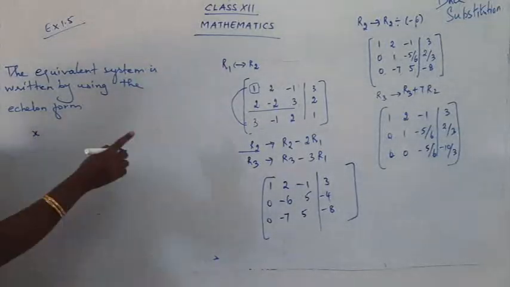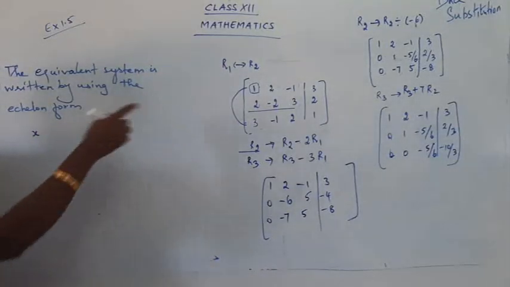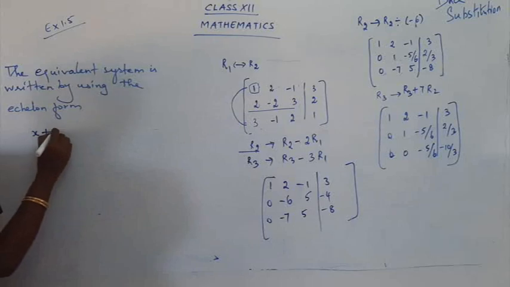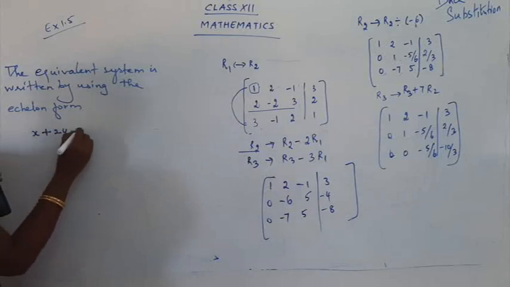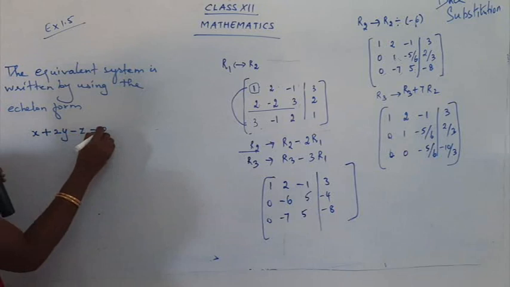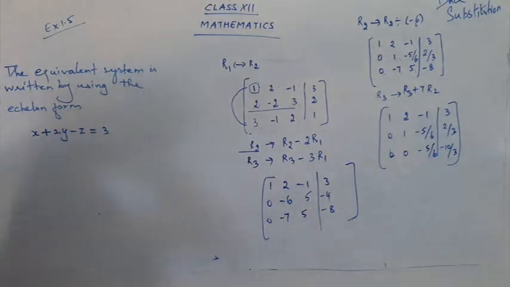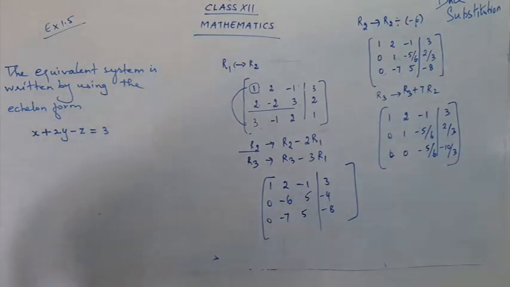So x, 1, 2, minus 1. So x plus 2y minus z is equal to 3. Clear? So what do you get here? x plus 2y minus z is equal to 3. Okay. Next. Give me the answer.